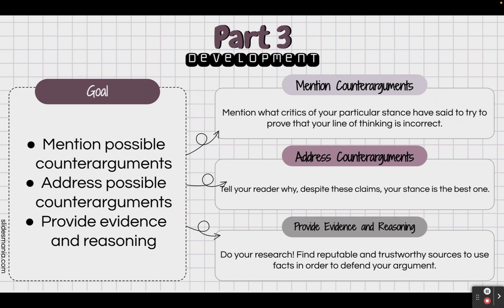Now, mentioning them is not the same as addressing them. Addressing your counter argument means you're telling your reader why, despite these claims and counter arguments, your stance is the best one. And then you provide evidence and reasoning.